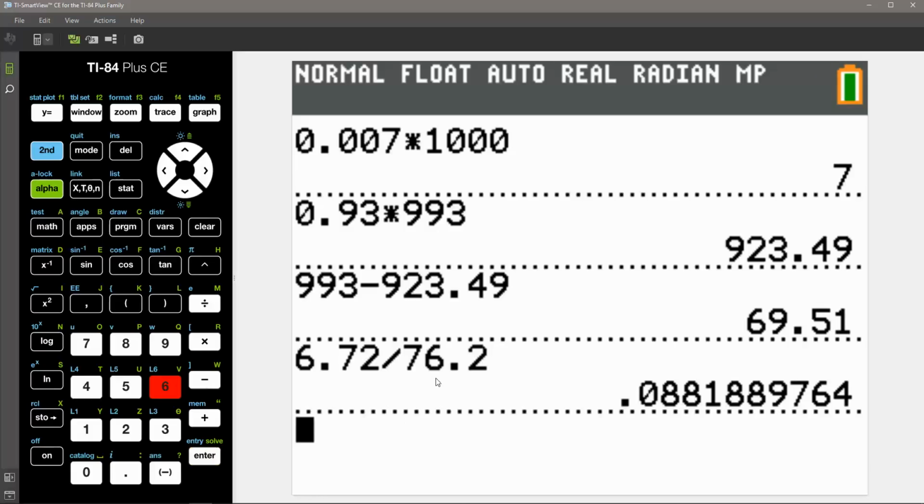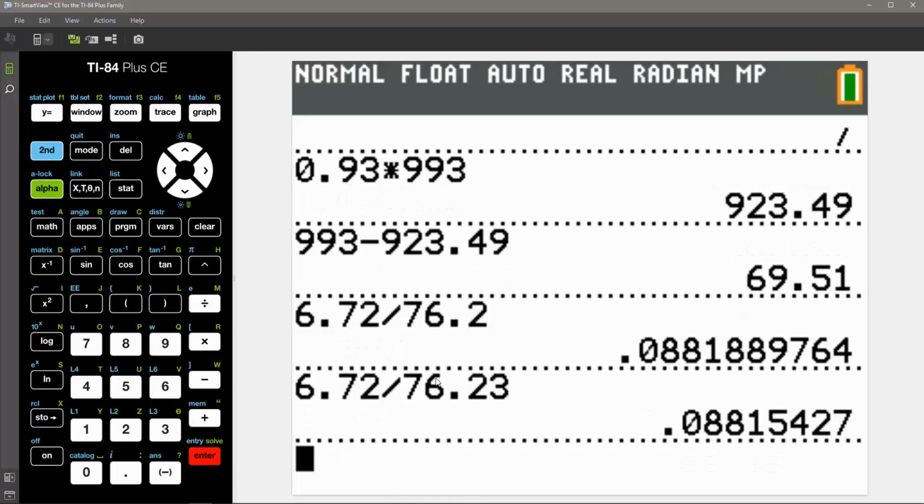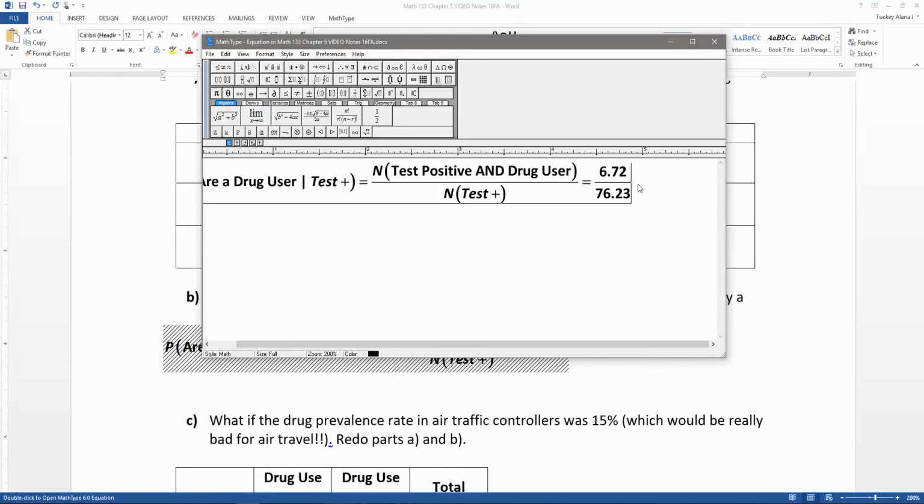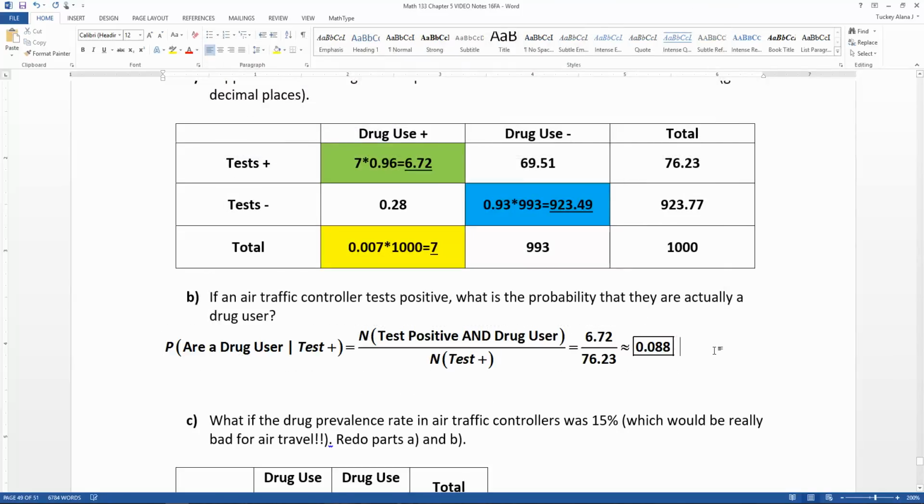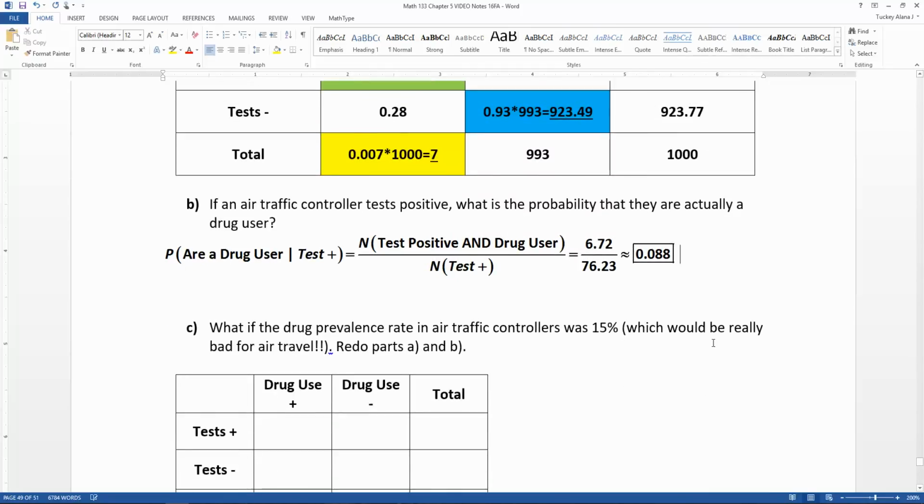Oops. 6.72 divided by 76.23. I typed too fast. 0.088. Did you catch that? Because that's very small. You tested positive, but the chances of you actually being a drug user is less than 10%, which is very, very low.